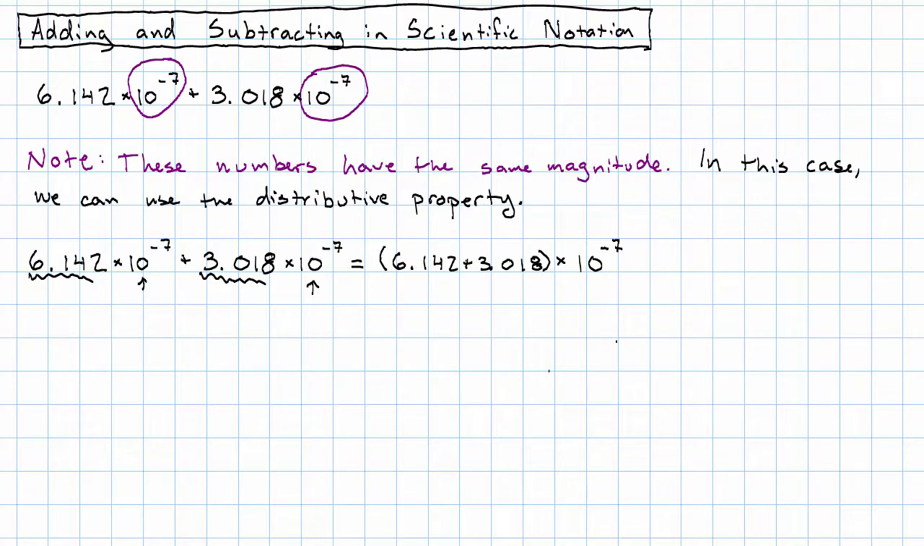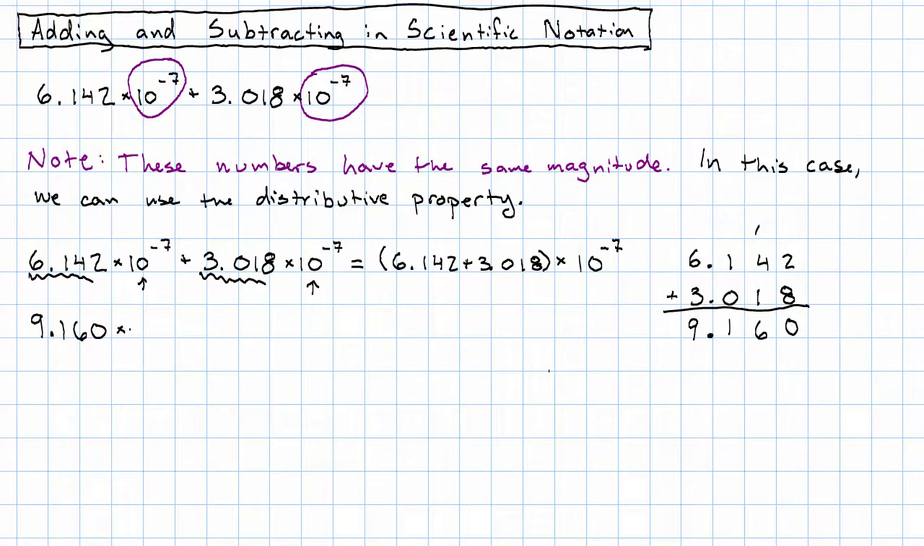So just for the sake of an example, I'm going to do this addition by hand. 6.142 plus 3.018. Add them up. 10, 6, 1, 9. I get 9.160 times 10 to the negative 7th. Okay. Notice I left in that 0 because that 0 is significant.